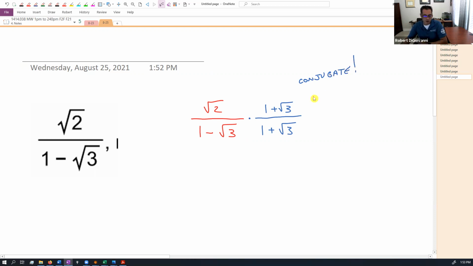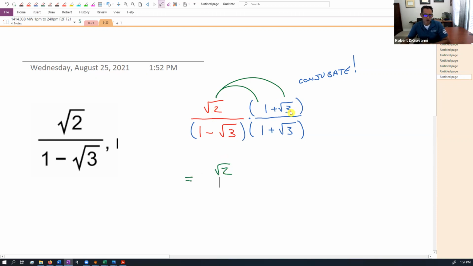Okay, the conjugate. So I take this expression, I just change that minus to a plus. If this had been a plus, then I would have put a minus here. And what I'm going to do is multiply the top and bottom by that. So let's do the top first. When I multiply through, let's see what we get. Root 2 times 1 gives me root 2.